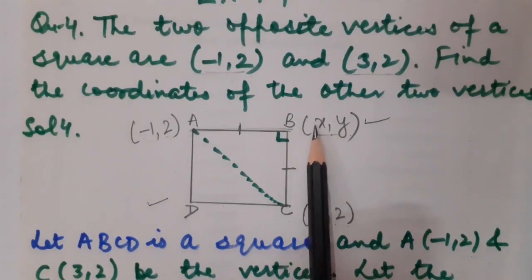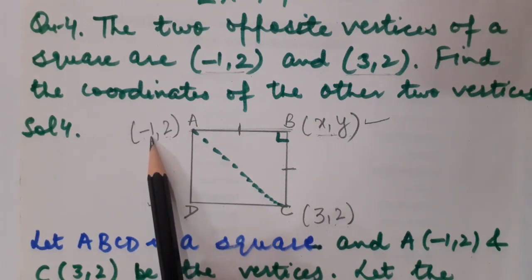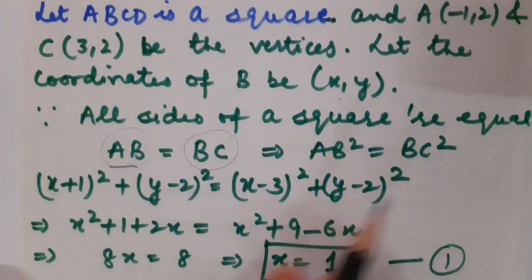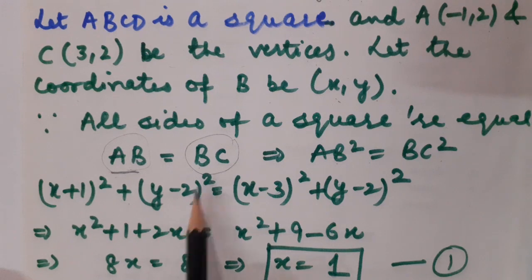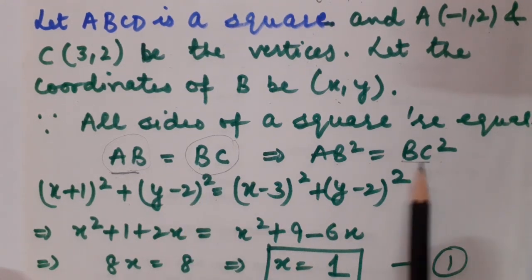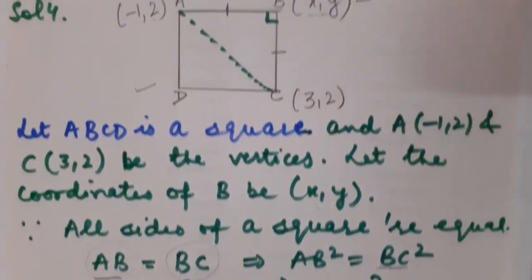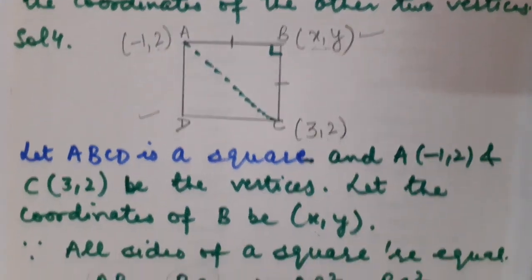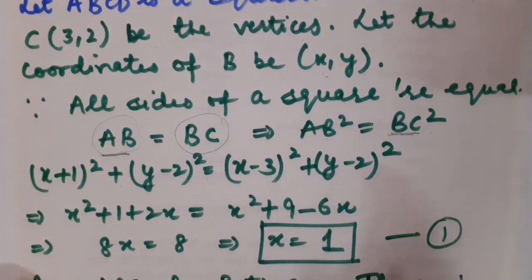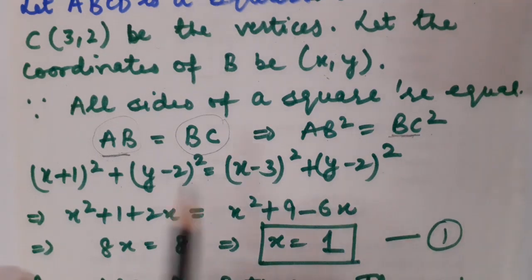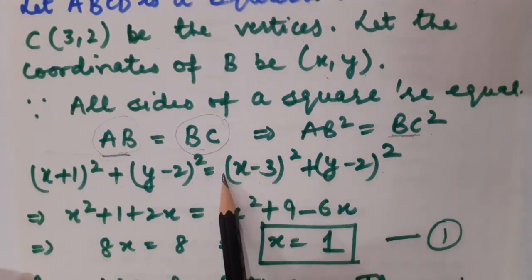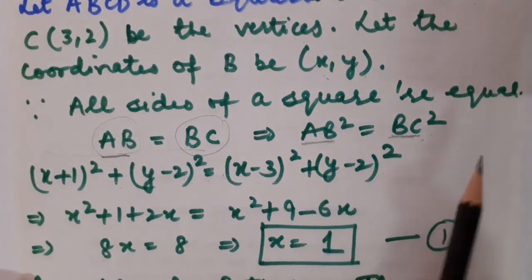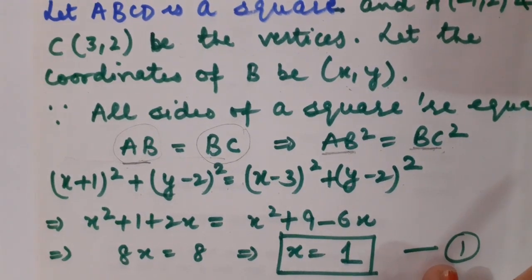It would be (x minus -1), that is (x + 1) whole square, plus (y - 2) whole square. Let us check: this is (x + 1) whole square plus (y - 2) whole square. That is equal to, now I have to apply the distance formula on BC. It would be (x - 3) whole square plus (y - 2) whole square. Please check it. Can you tell me why I didn't put the square root here? Because I was going to calculate the value of AB square and here BC square.